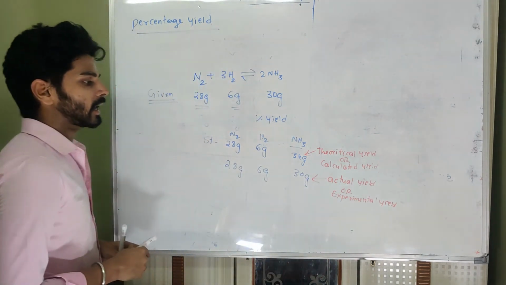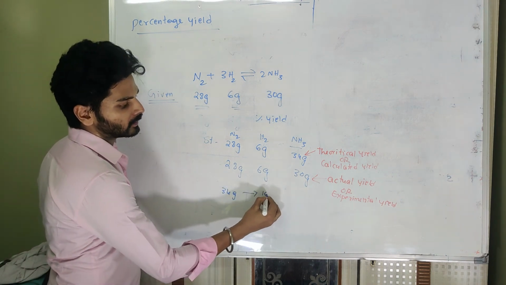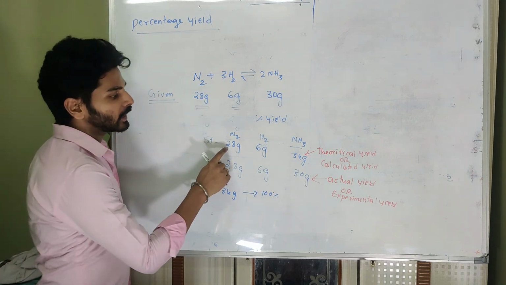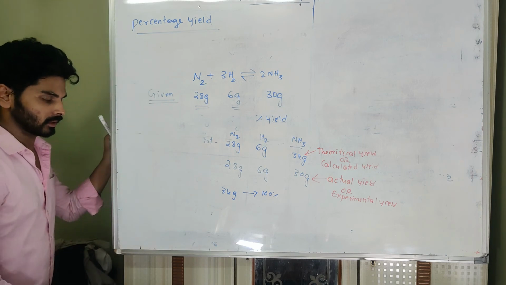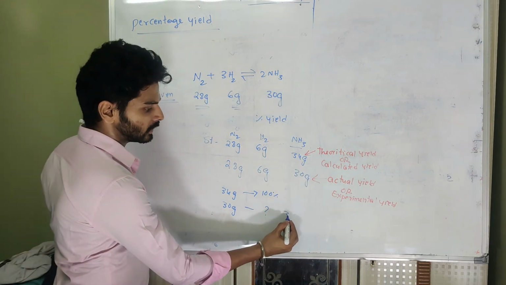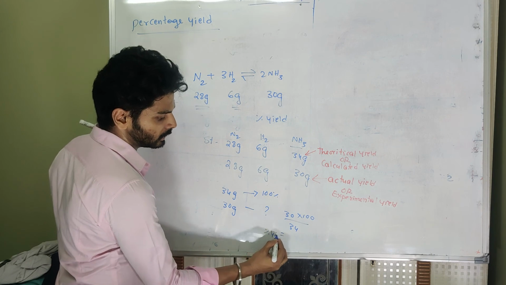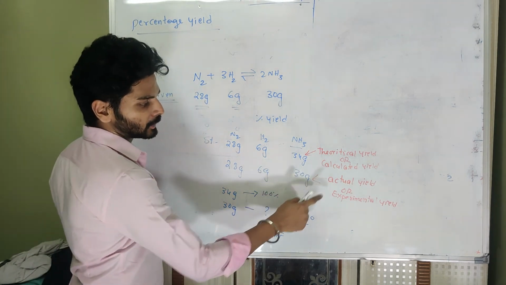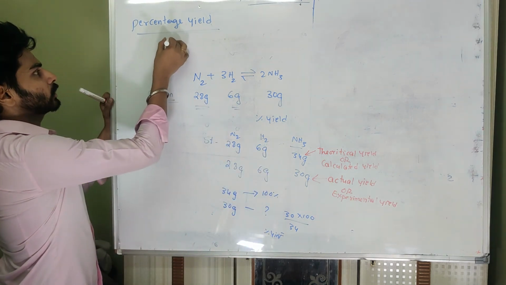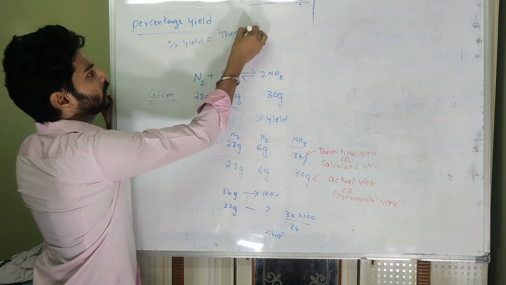Now how can percentage yield be got? 34 gram is expected. If we are getting 34 gram, then that means 100% yield, when we take 28 gram of nitrogen and 6 gram of hydrogen. But what was got is 30 gram. So 30 gram into 100 divided by 34 becomes the percentage yield, where 30 is the actual yield and 34 is the theoretical yield, into 100.